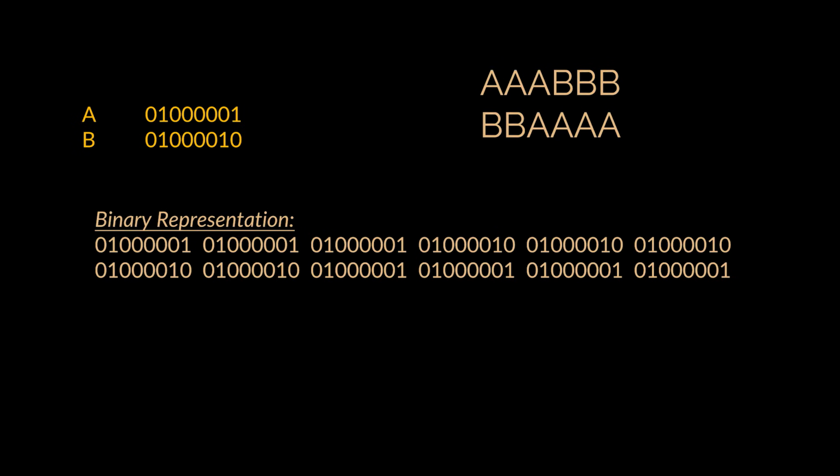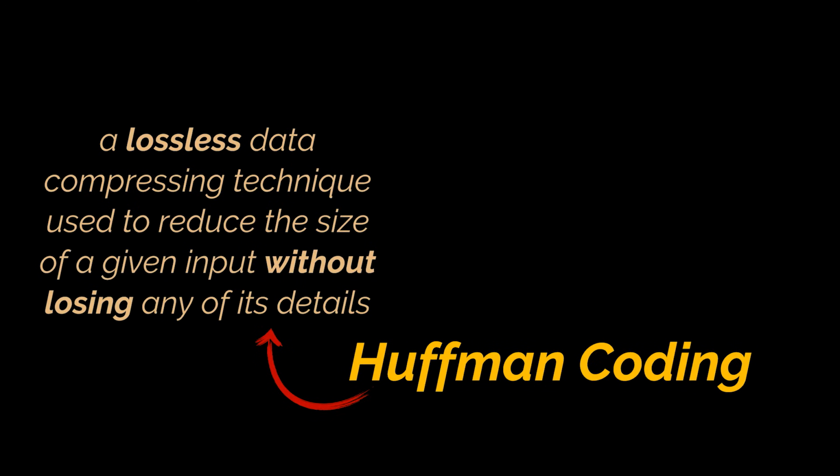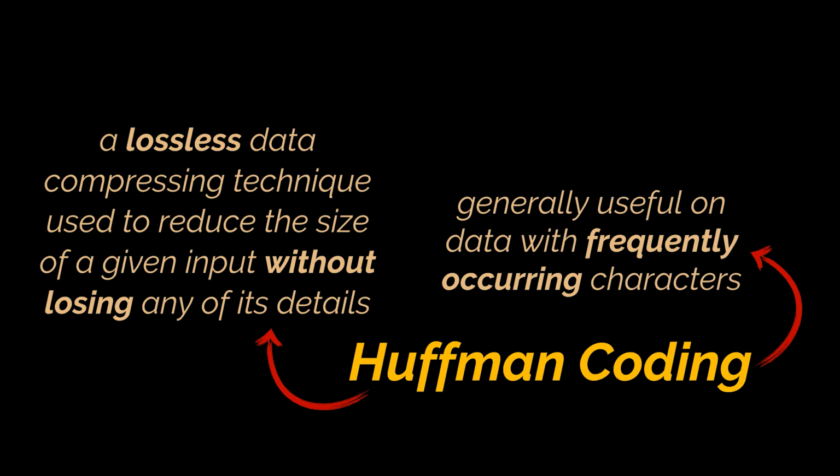But if we know that all we need are the letters A and B, then why not represent this text like that? Isn't this a much more efficient and compact way to represent our text? Well, that's what David Huffman also said. The Huffman Coding Algorithm is a lossless data compressing technique used to reduce the size of a given input without losing any of its details. It is generally useful on data with frequently occurring characters just like the one we had.